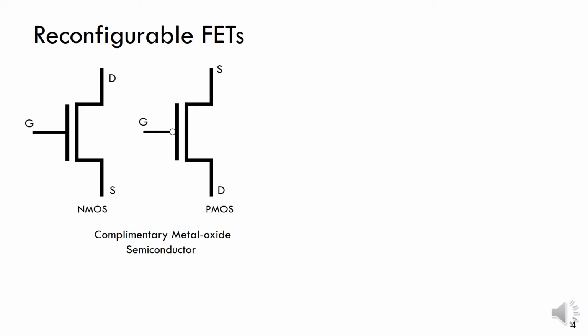Moving on, let us try to understand what reconfigurable FETs are. Traditionally speaking, we have two kinds of complementary metal oxide semiconductors, the NMOS and the PMOS. They're named after the kind of charge carriers flowing through the channel. So we have the NMOS, which conducts due to negative charge carriers, and we have the PMOS, which conducts due to the positive charge carriers.